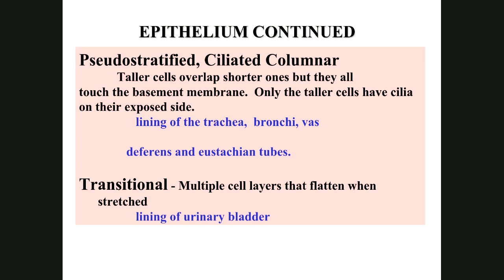Transitional epithelium means that the epithelium changes its shape on you. So you can't call it cuboidal, you can't call it columnar, you can't call it squamous, because it changes. There's only really one important place where that happens, and that's in your urinary bladder. When the bladder is empty, the cells that line the inside of the bladder look more cuboidal in shape.